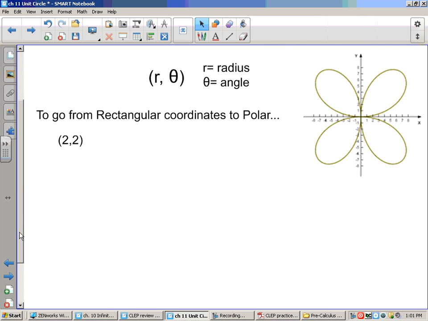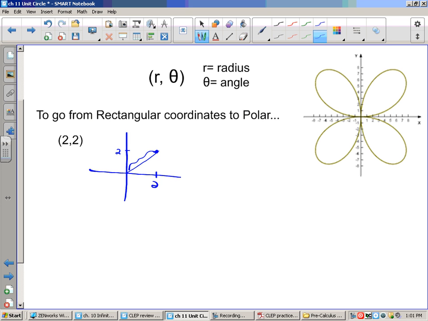Remember that a polar coordinate, as I just said, includes a radius and an angle. Here's the point (2, 2). We want to know the length of this, which is r, and we want to know the measure of that angle. So we drop that vertical line down and we can see I've got a triangle here. So our first step in going from rectangular to polar is to find the radius.